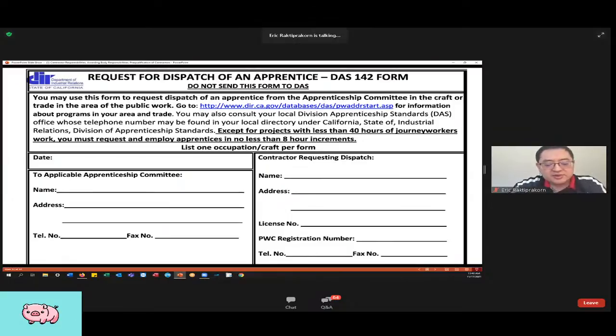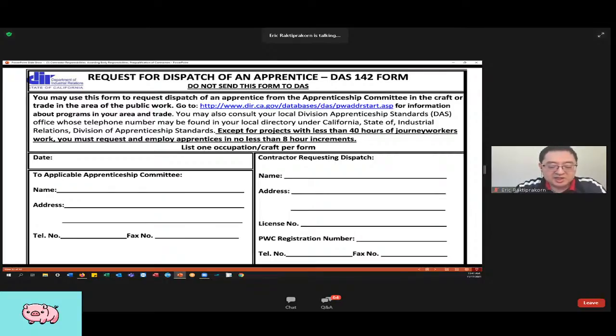So among the responsibilities that contractors must meet for apprenticeship requirements includes the submission of DS-140 and 142 forms. Here we have a DS-142 form. A DS-142 form is required for any apprenticeable craft when apprenticeship requirements apply. A DS-142 can be sent at any time during the project lifespan, provided there is 72 hours notice.